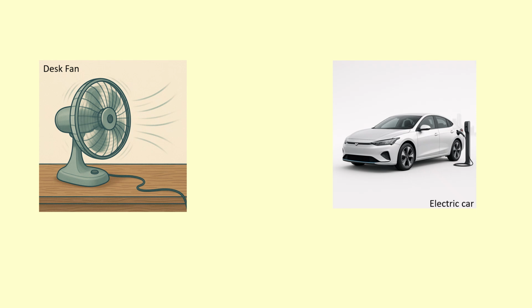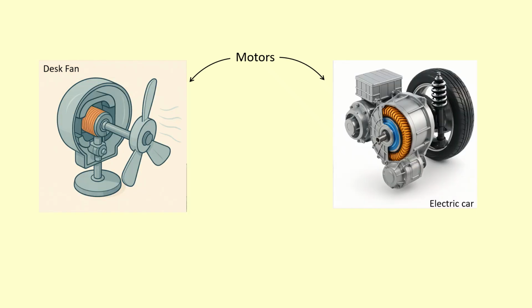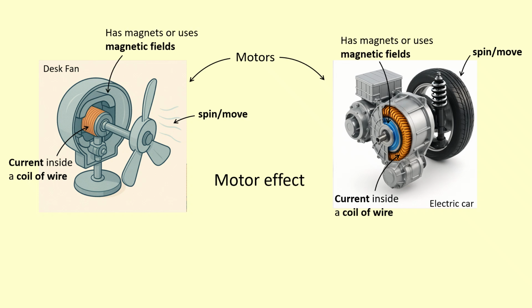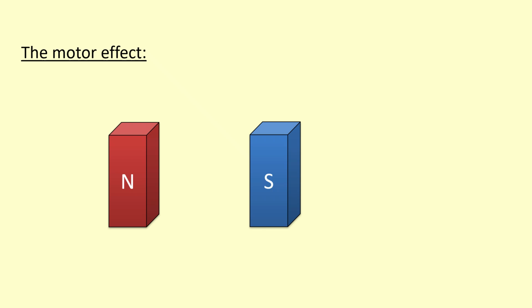So what does a desk fan and an electric car have in common? They both use motors. What do motors do? If we look inside, we see that motors cause things to spin or move. They use something called the motor effect, which has two key ingredients. First, you need a current going through a coil, and you need some kind of magnets inside, so a magnetic field inside it. So this uses something called the motor effect.